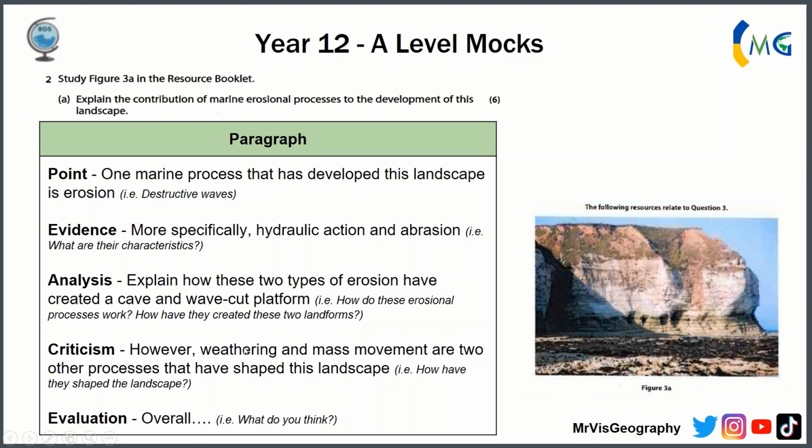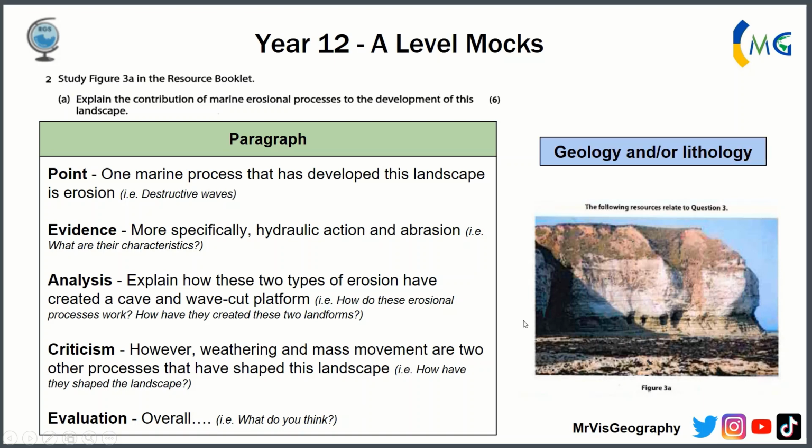Other processes aren't necessarily erosional, are weathering and mass movement. The two other processes that have shaped this landform. So you could say, well, actually, mass movement, you can see some of the land has slipped over here. You could talk about the freeze-thaw weathering at the top of the cliff. How have they shaped the landscape, and overall, which process is most responsible for the formation of this landscape?